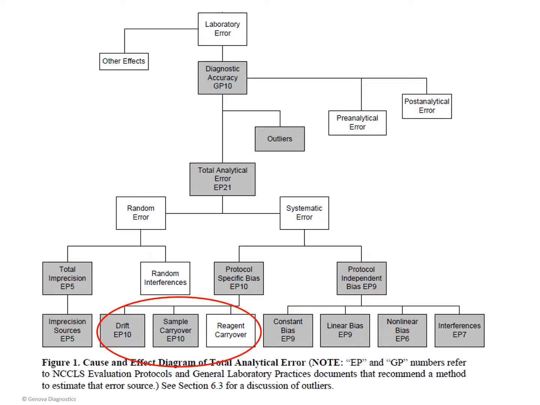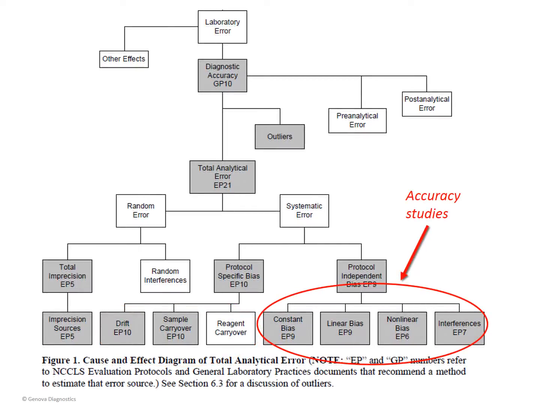On the systematic error side, this chart breaks it down into protocol specific and protocol independent. On the specific side, the drift, the sample carryover, and the reagent, we're going to talk about those in a future training on interferences. And these are the studies that we look at during validation. So again, we'll talk about interferences in a future training.